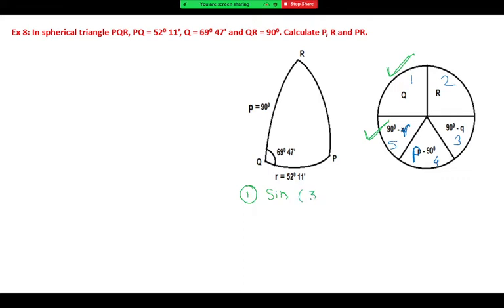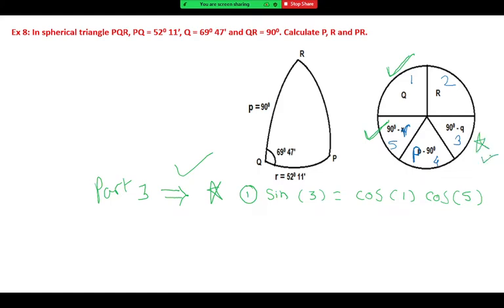Part 3, and it is a cos of opposite. So cos of 1 and cos of 5. So this rule we can use, and after this rule the part 3 will be known to us. We can find out part 3 with the help of this Napier's rule. Then we'll have this part 3 also available.